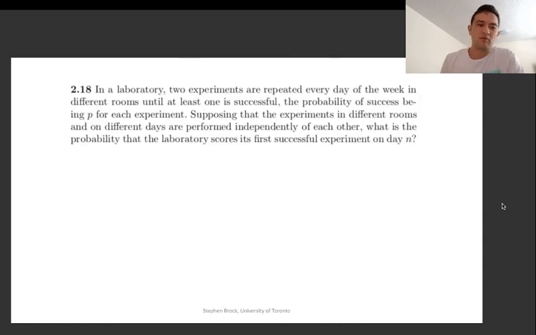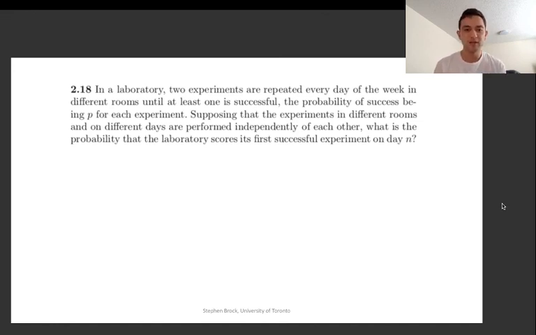All right, moving on to question 18. In a laboratory, 2 experiments are repeated every day of the week in different rooms until at least one is successful. The probability of success being P for each experiment. Supposing that the experiments in different rooms and on different days are performed independently of each other, what is the probability that the laboratory scores its first success experiment on day n?